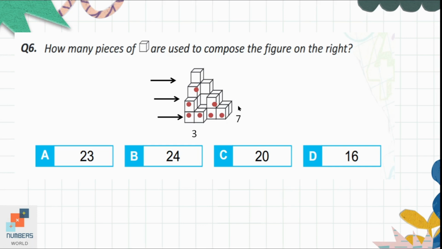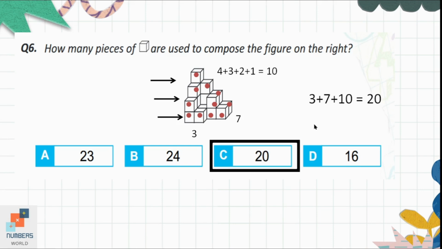Now let's calculate the number of the cubes in the last layer. There are 4 cubes in the first column of third layer, then 3 cubes in the second column, 2 cubes in the third column, and 1 cube is there at the end. So 4 plus 3 plus 2 plus 1 is equal to 10. Now let's add the number of the cubes in all 3 layers. That is equal to 20, which is our option C.